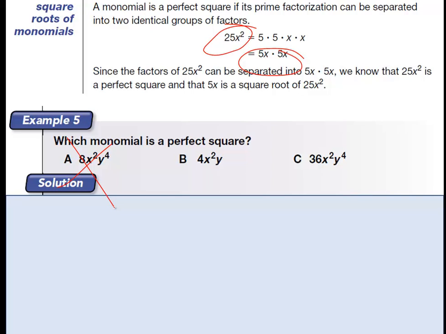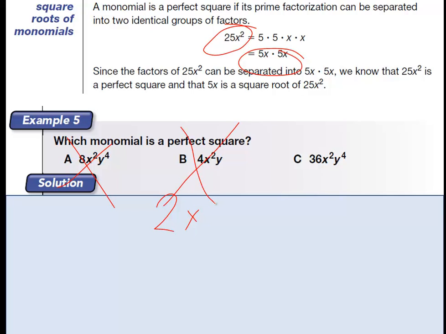Is 4? Yeah, it is. The square root of 4 is 2, so that works. How about x? Yep, x works. But what about y? Is y to the 1 a perfect square? It's not. You can't do half a y. So that one doesn't work. So our answer is going to be C.